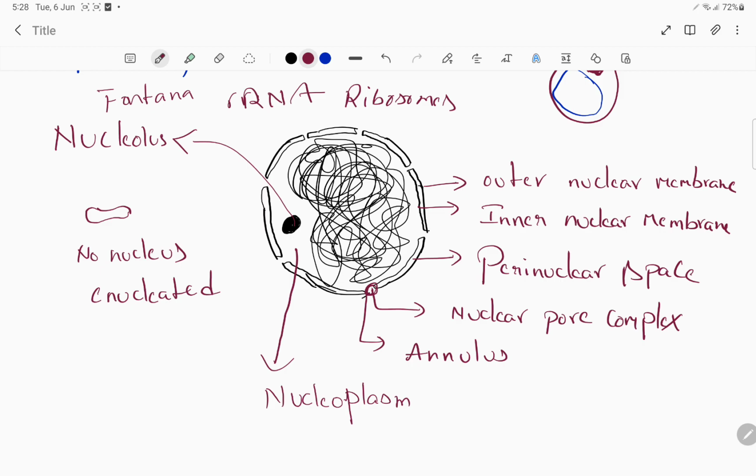Chromatin material will form a network. It consists of DNA as well as histone proteins. So these are the colored threads. This will form nearly 2 meters long DNA distributed in 46 chromosomes. So 2 meters long.